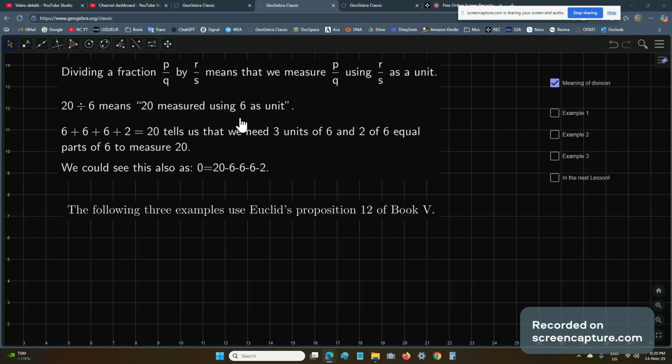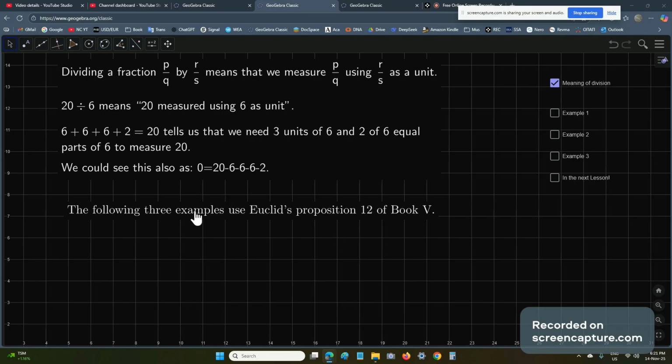So 20 divided by 6 means 20 measured using 6 as a unit. That means you need 3 sixes and 2 equal parts of 6 to measure 20, because 18 plus 2 is 20. And we could also see this as the most primitive operation, which is difference. 20 minus 6 minus 6 minus 6 minus 2 means we've measured 20.